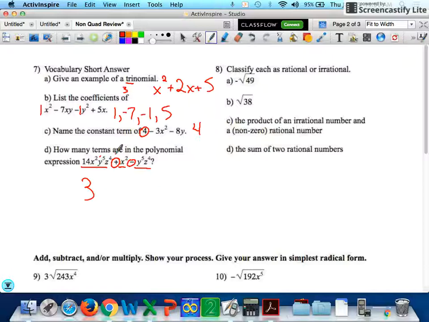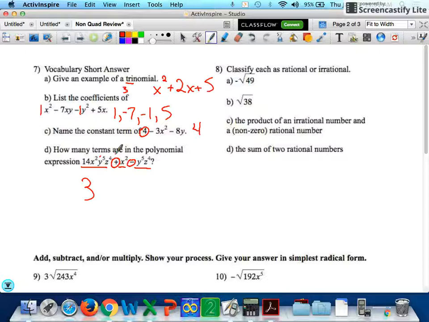Number 8 says classify each as rational or irrational. Remember that irrational numbers are those crazy numbers. When you think of the word irrational, you think of someone being crazy or not being sensible. That's kind of what these irrational numbers are. They don't make a lot of sense. Rational numbers make sense. We've used rational numbers all your life. Irrational numbers are the ones that are a little bit crazy.